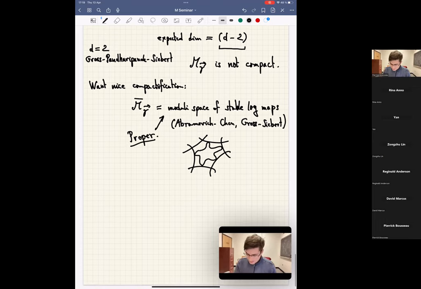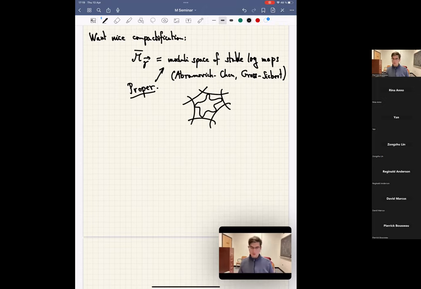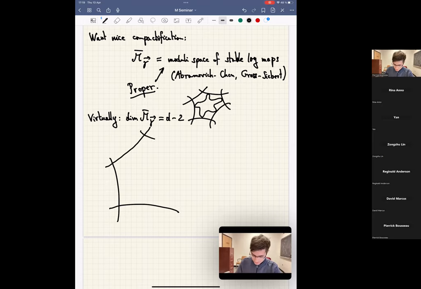And I will not go into the technical definition of this moduli space. I will just try to make a picture of it, assuming that everything is as nice as possible. So virtually, this moduli space M bar gamma really has dimension d minus 2. And virtually, it's really some kind of normal crossing compactification of our original moduli space.